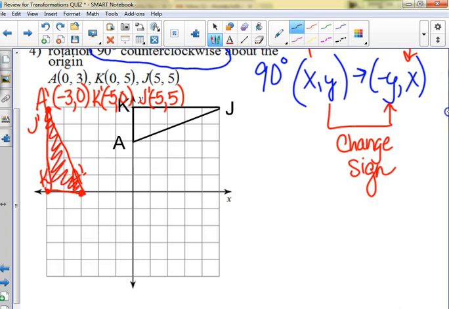All right, let me renumber those. This was J prime up here. This one was K prime. This one was A prime. Now, it should look as though you had a flag here on a blue stick, and it fell over 90 degrees this way, and now it's laying on its side over here. Okay?